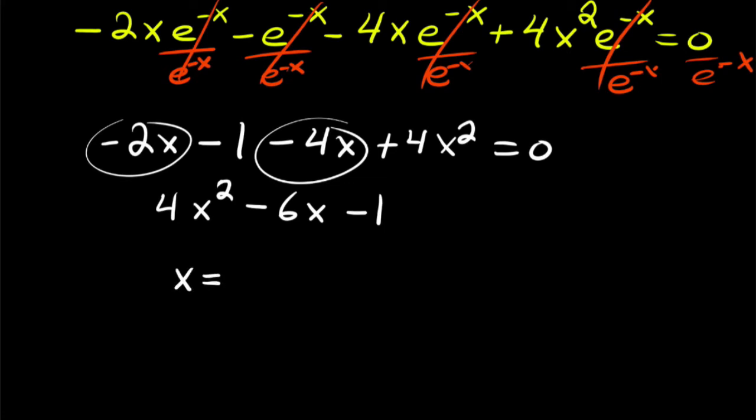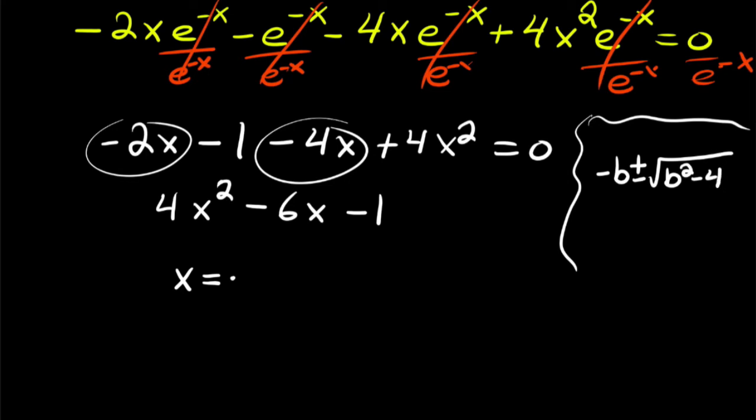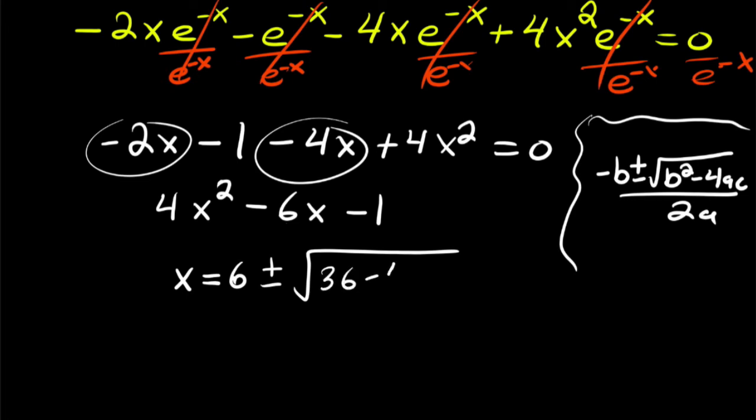Okay, now since this is not factorable, we're going to use the quadratic formula. Alright, so let's write down the quadratic formula. Negative b plus or minus the square root of b squared minus 4ac all over 2a. Okay, so then we have 6 plus or minus the square root of 6 squared, which is 36, minus 4 times a, which is 4, times c, which is negative 1, all over 2 times 4.